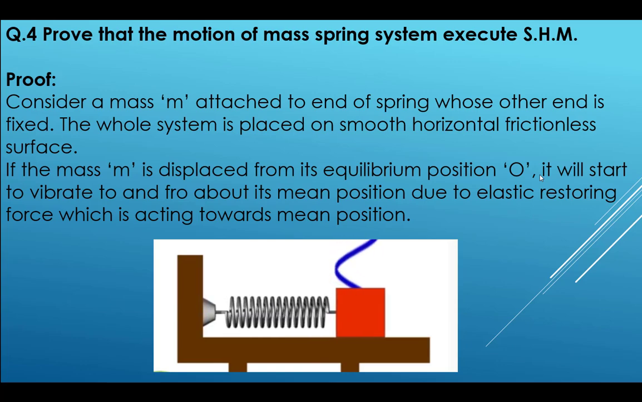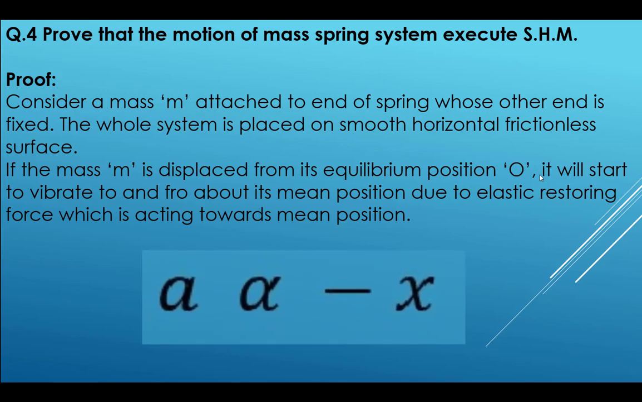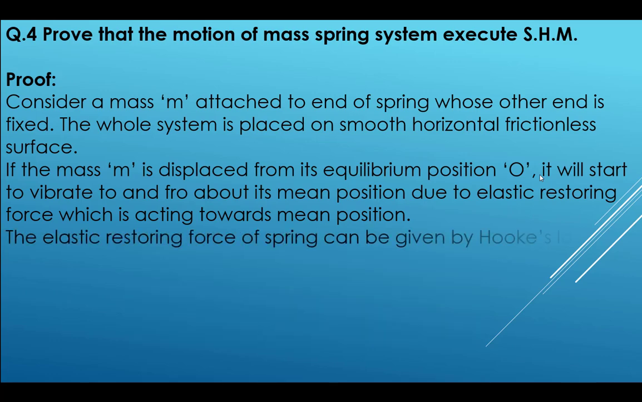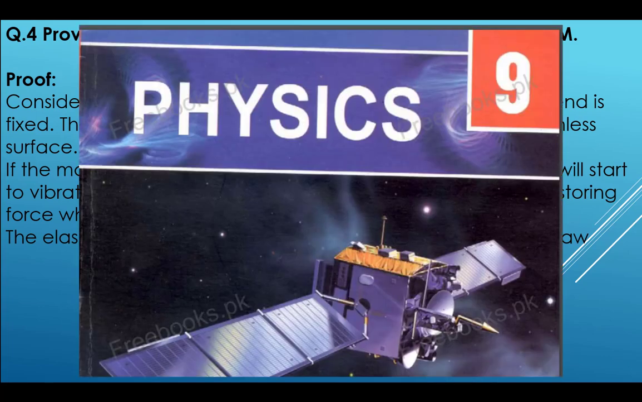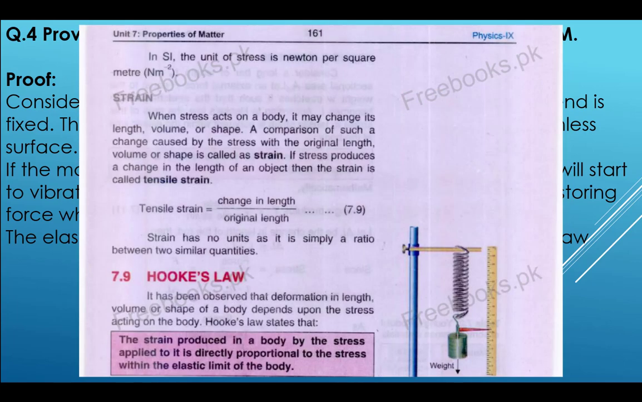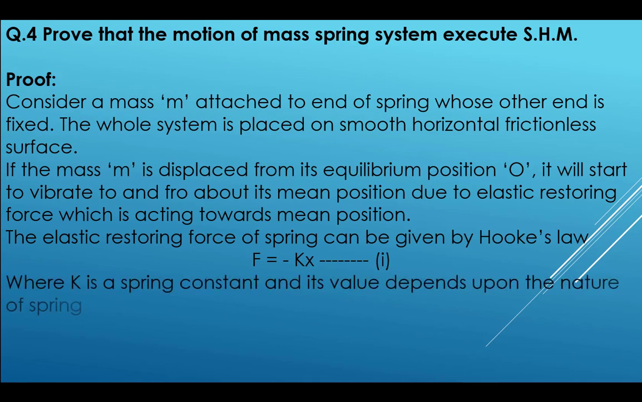Now for the third one. The third one is the mathematical form: we have to prove acceleration a is directly proportional to displacement x, and there should be a negative sign, which shows that its acceleration is directed toward the mean position. Now the elastic restoring force of a spring can be given by Hooke's law, which we have already studied in class 9. According to Hooke's law, F is equal to minus kx. Let's say this is our first equation, where k is the spring constant and its value depends upon the nature of the spring.